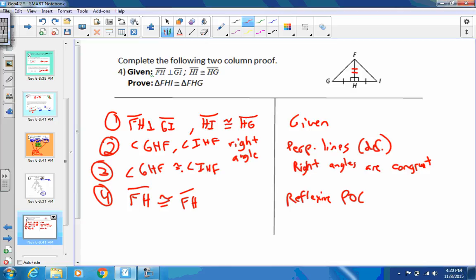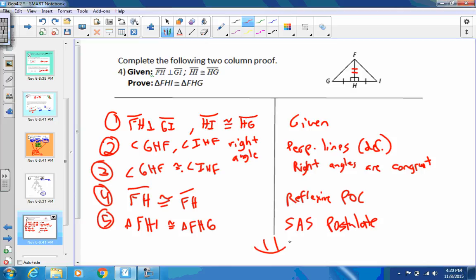So then we have enough information here. We have a side, an included angle, and another side. So we can say that triangle FHI is congruent to triangle FHG because of the side angle side postulate. Yay! We proved it.